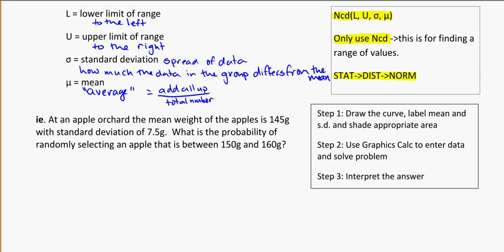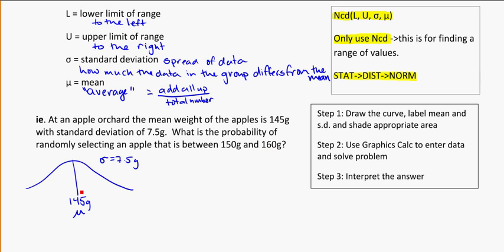A couple of steps that are always helpful for calculating a normal problem are to draw out a curve, label your mean and standard deviation, and shade in the area that they're actually asking you about. So at an apple orchard, the mean weight of apples is 145 grams. I'm going to assume that it's normally distributed here, so my mean goes in the middle, 145 grams, with a standard deviation of 7.5 grams. By habit, most of us just write it off to the side. And what is the probability of randomly selecting an apple that is between 150 and 160 grams?